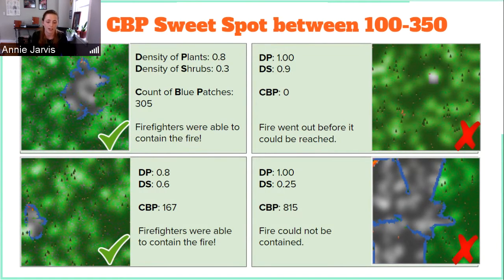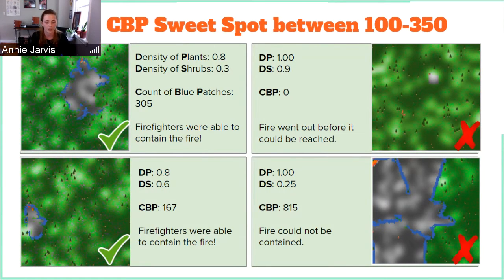If the amount of blue patches was between 100 and 350, this was considered to be a sweet spot because the fire lines were effective enough to put out the fire, meaning that the containment was successful, but they weren't so effective that the fire went out in just a few ticks, meaning that the containment was unnecessary. Both examples on either end of this range are shown on the left.